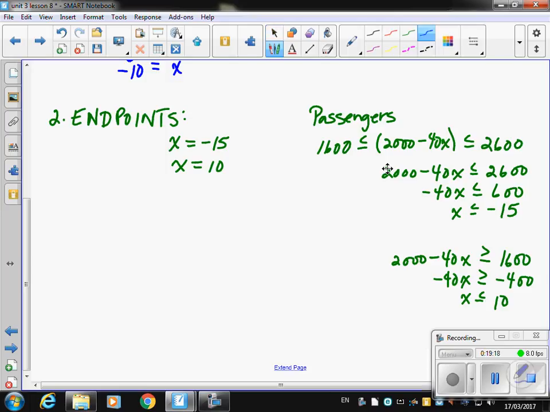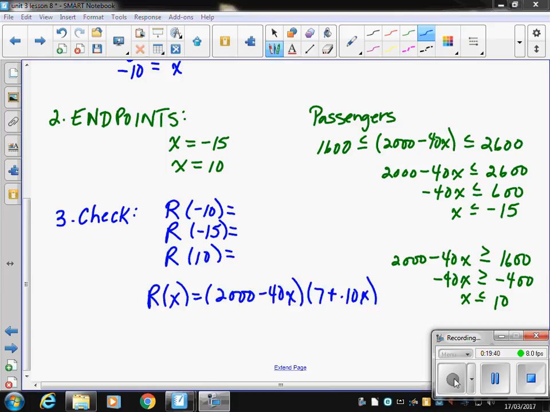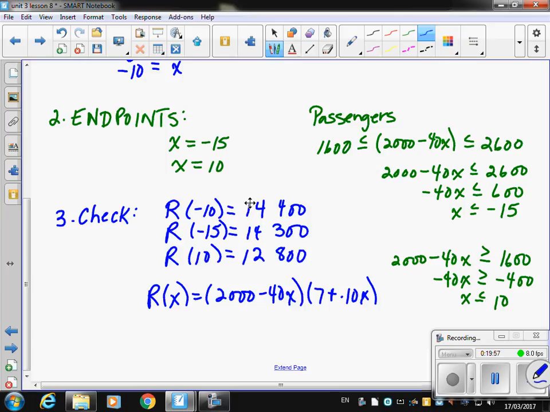And what I need to finish up here with is to check those values. So I want to know the revenue at negative 10 from the extrema, the revenue at negative 15 and at 10 from the endpoints. One of those will give us our maximum value. All right, we're going to type those in. I'm just going to pop the answers I got up here. I have $14,400, $14,300, and $12,800.